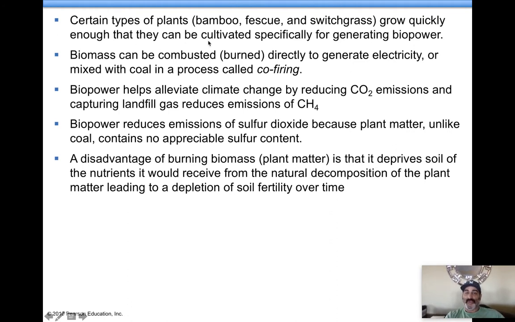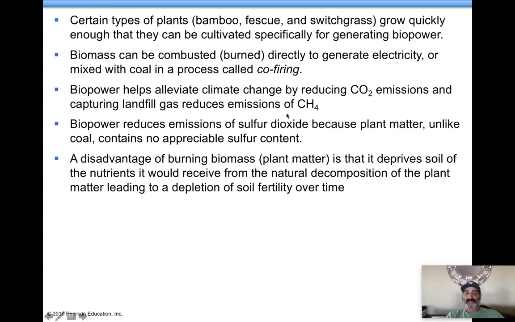Ideally, you got to do it in a certain way. You can't basically cut down too many trees. They won't be able to renew themselves. So this is kind of what they do in forestry. They only allow them to cut down so many trees, or the forest would be gone.